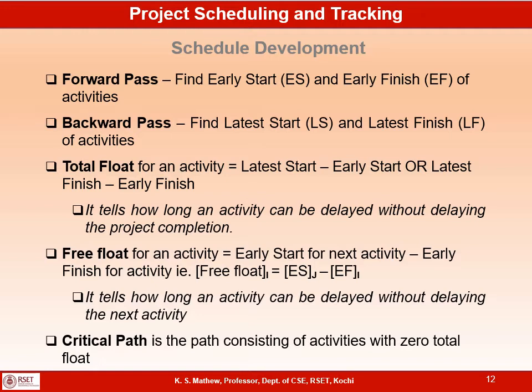Total float and free float will be different or the same in some cases. But total float is more important, because it tells how long an activity can be delayed without delaying the project end date. Free float tells how long an activity can be delayed without delaying the next immediate activity, or the successor of that activity. And critical path is the path consisting of activities with 0 total float.